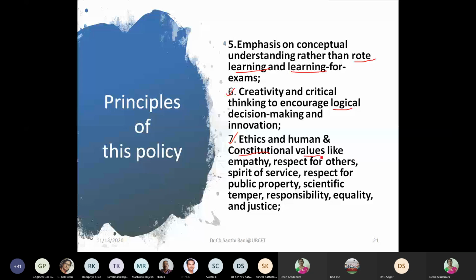Actually, earlier I too used to feel values should be demonstrated. But now we realized that values can be taught and they can be caught. So respect for others. Earlier we used to feel if I have respect towards my elders, my children will learn, my students will learn. Not only that, we can teach how to give respect to others, the spirit of service, all these values can be taught. So this is another basic principle of this NEP.